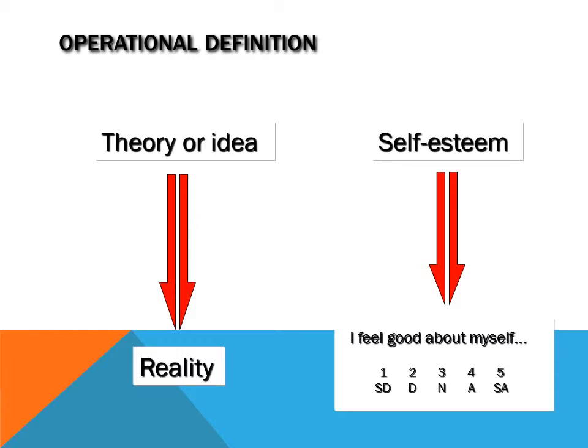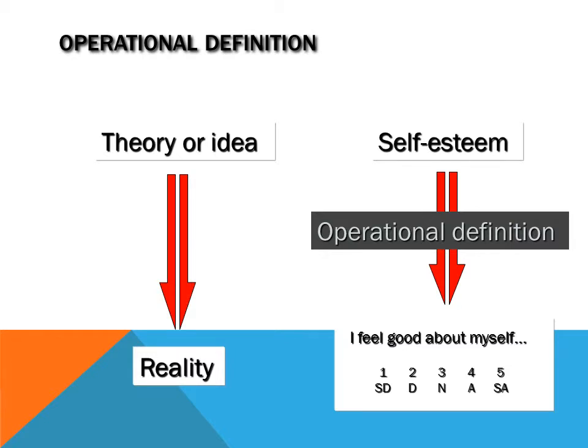So one way in which we could measure self-esteem is by asking people a question in a survey: how good do you feel about yourself? So you could answer a self-report question which says, I feel good about myself, on a scale of 1 to 5, 1 being strongly disagree, 2 being disagree, 3 being neutral, 4 being agree, and 5 being strongly agree. This process of defining self-esteem in terms of how you would measure it is called its operational definition.